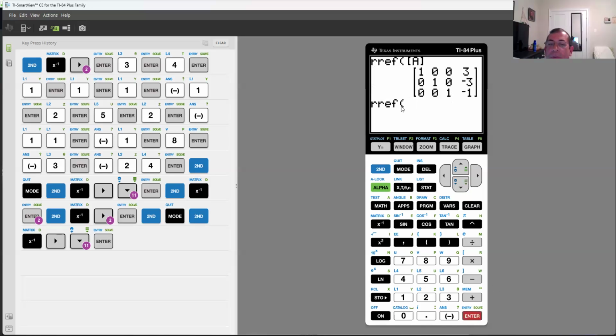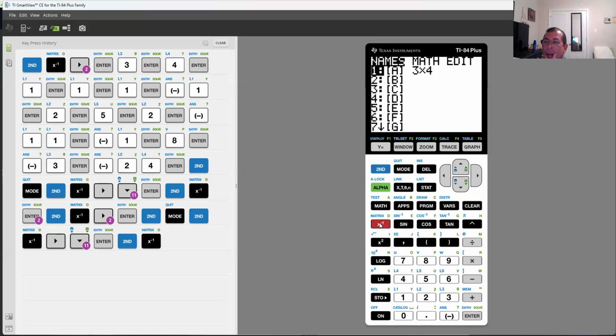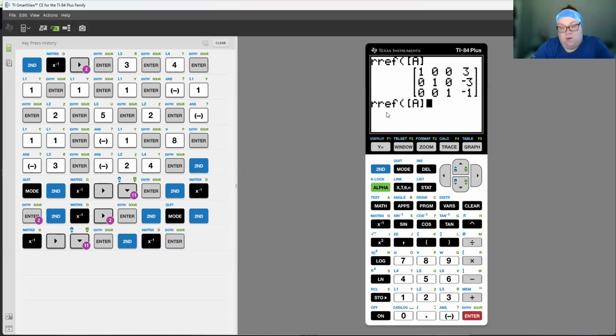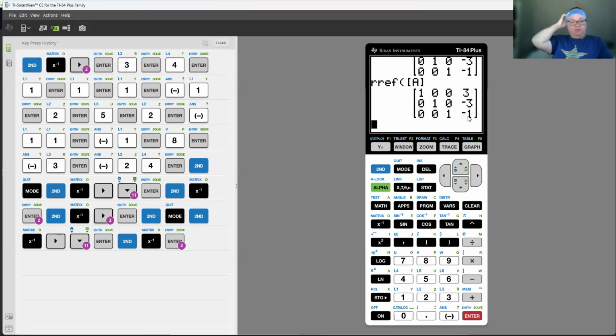And your screen right now should be showing an RREF and a blank parentheses. So now we're going to go get the matrix to put in there. So hit second x negative one again. And if you're doing the same one like me, yours is always going to be A highlighted. So just hit enter on that. And your screen should now say RREF A. So now hit enter. And that right side should have 3, -3, and a -1. So that'll be my X, Y, and Z in order, okay?